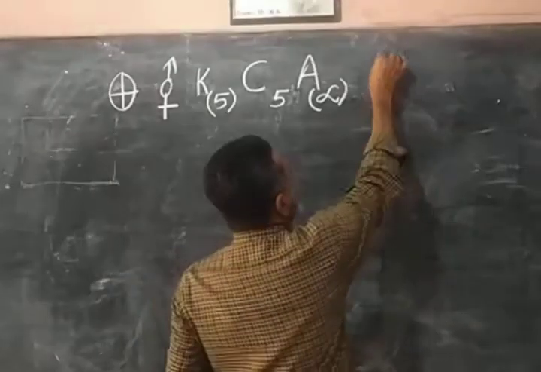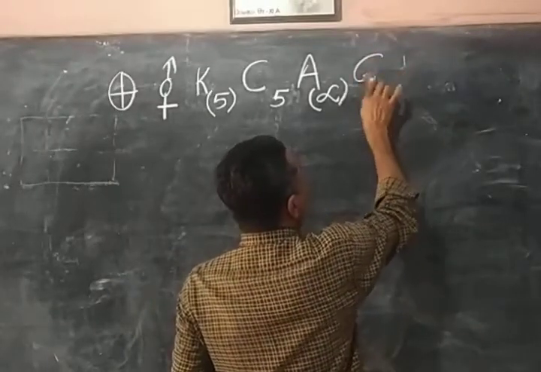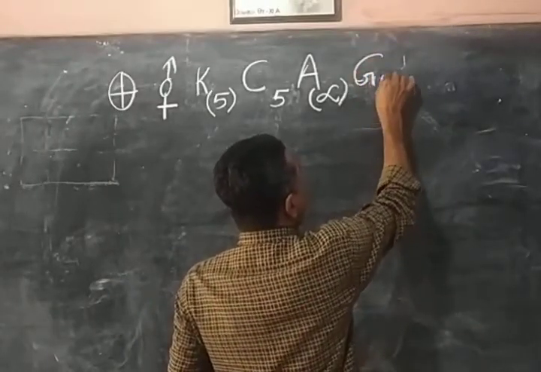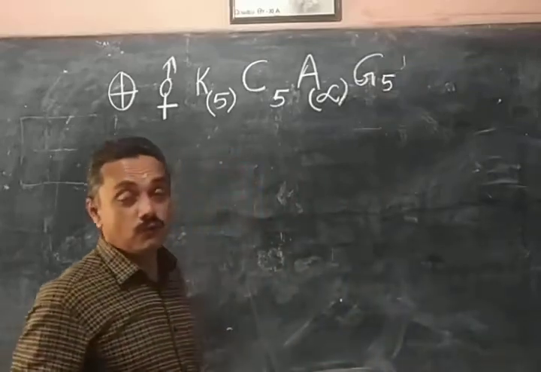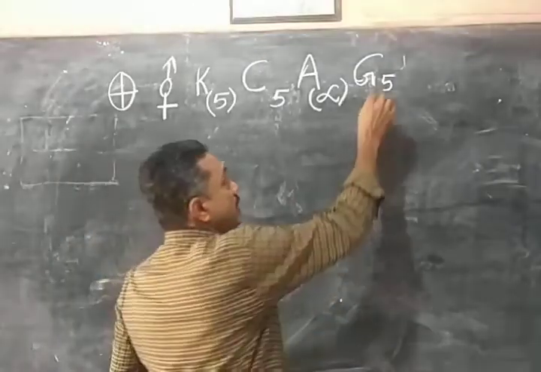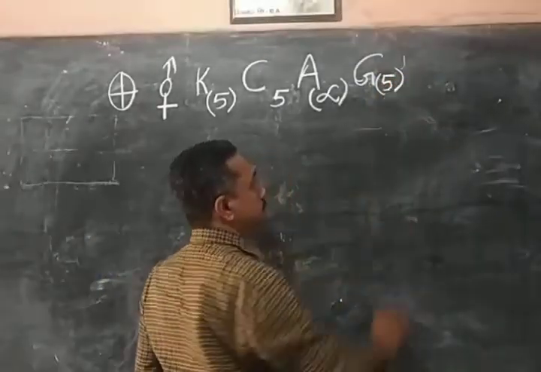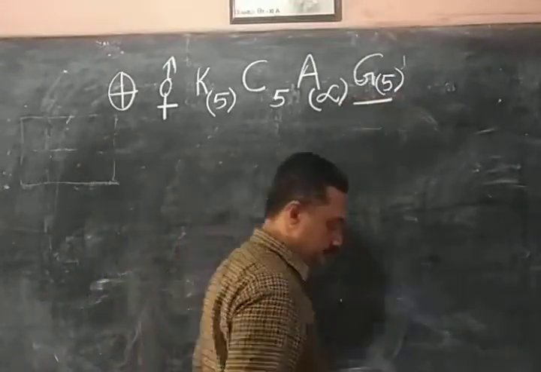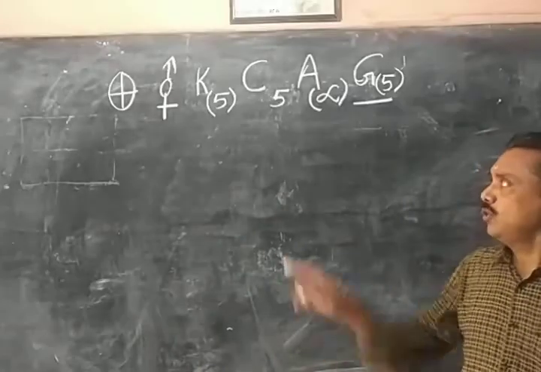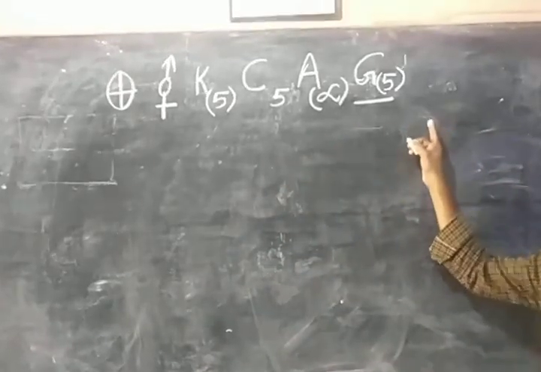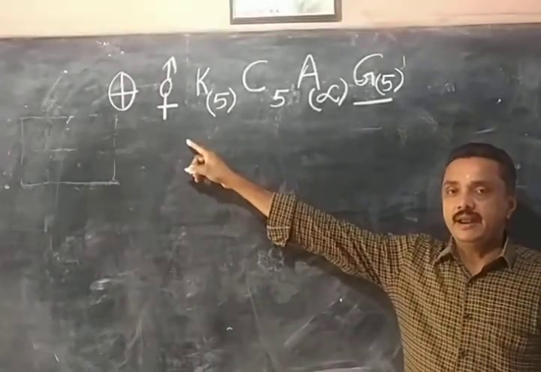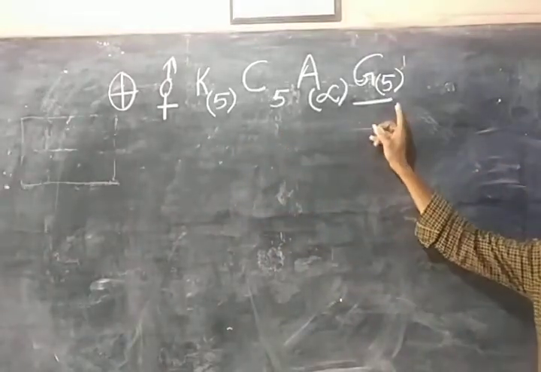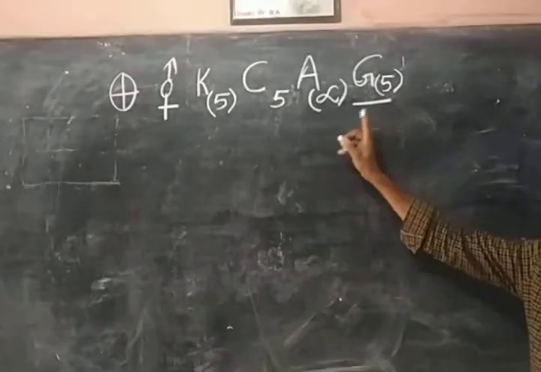Gynoecium consists of 5 carpels, syncarpous, joined. Ovary superior. So, this is the representation of the flower in a floral formula. This is called floral formula.